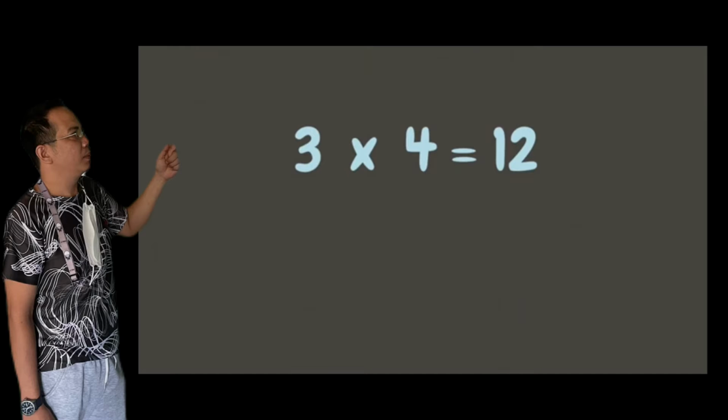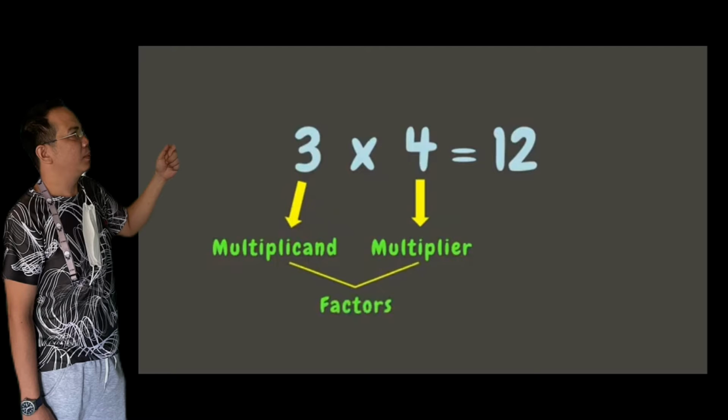The first number, or the number that is being multiplied by another number, is the multiplicand. While the second number, or the number that multiplies the multiplicand, is the multiplier. These two are called factors. While the answer is what we call the product or the multiple. Wonderful! Now that you already have reviewed the parts of multiplication, you are now ready to start our lesson.